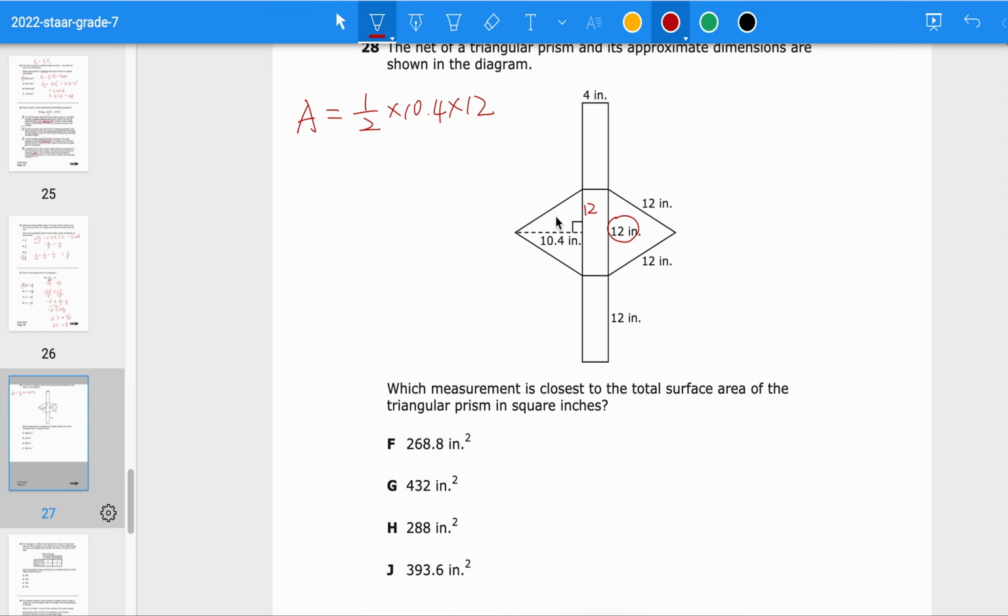Before we calculate it, we can see we have 2 triangles on both sides. So the total area of triangles will be 1.5 multiplied by 10.4 multiplied by 12, altogether multiplied by 2, which simplifies to 10.4 multiplied by 12, which is 124.8. And then let's take a look at the middle part.